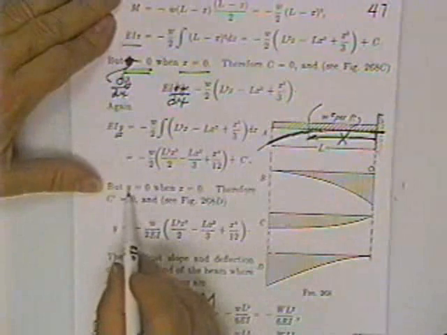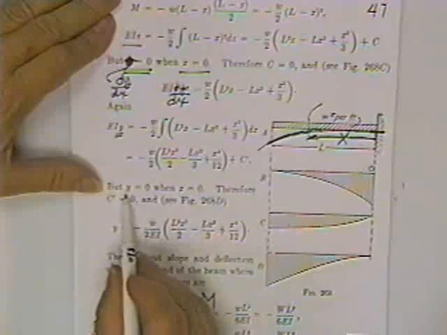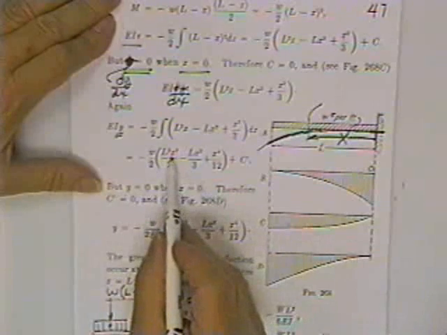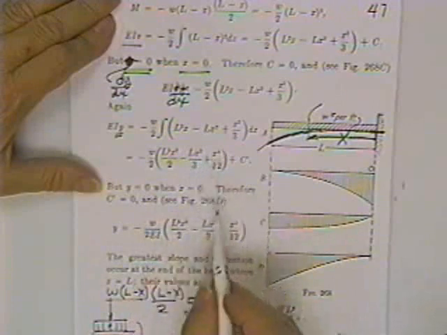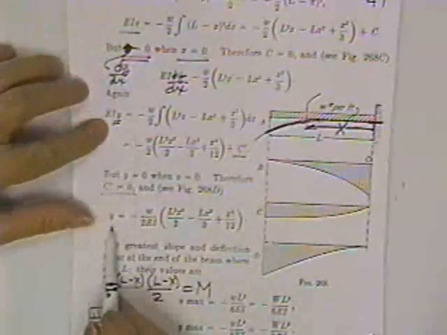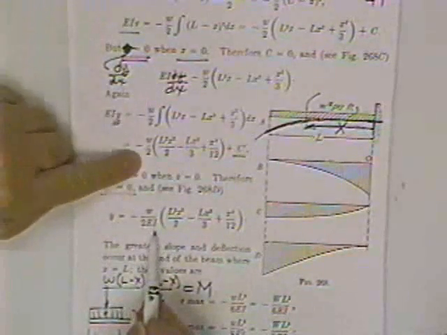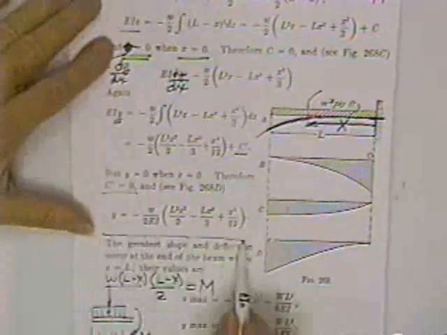However, the beam does not move up and down at the wall. In other words, the beam did not deflect. So he can put 0 here, 0 here, 0 here, and find that C prime is 0. So then all he has to do is plug into this equation for y. Y is equal to minus W over 2EI, that's this one, times this thing, plus there isn't any constant. So now he's got an equation for the deflection at any point on the beam.